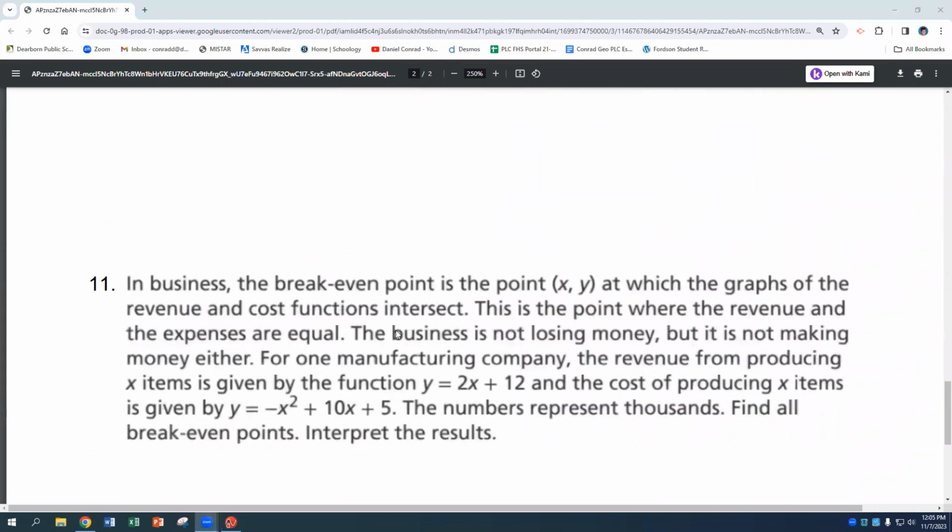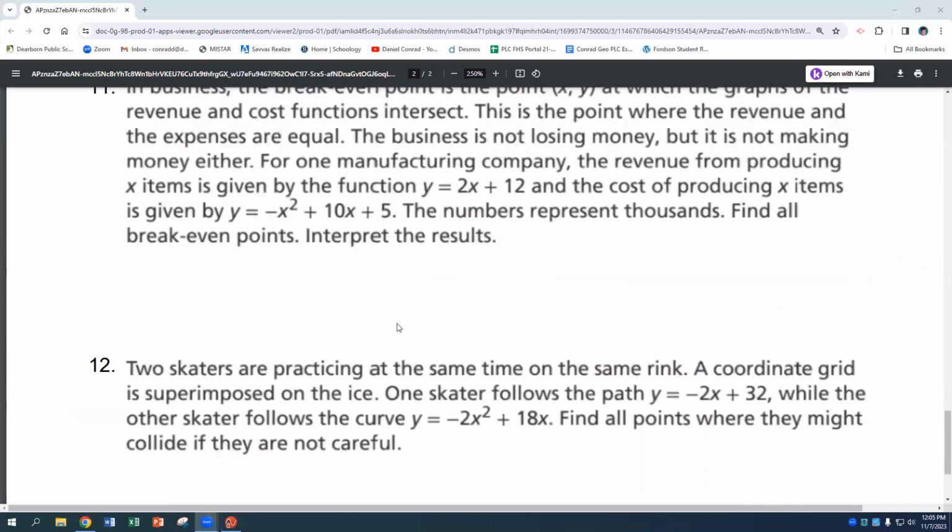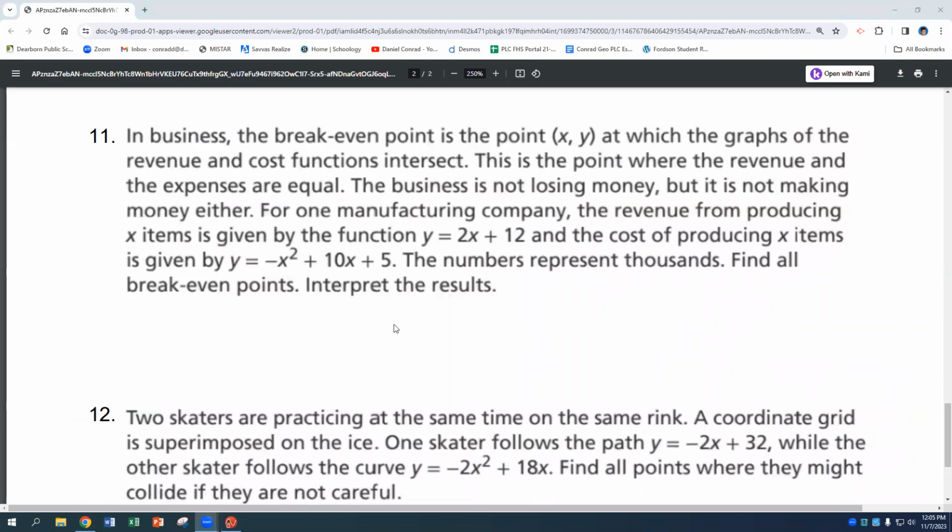Okay, the last two here, interpret the results. So in business, the break-even point is (x, y), at which the graphs of the revenue and cost functions intersect. This is the point where the revenue and the expenses are equal. The business is not losing money, but it's not making money either. For one manufacturing company, the revenue from producing x items is given by the function y equals 2x plus 12, and the cost by y equals negative x squared plus 10x plus 5, in the thousands. Find all the break-even points. So we're basically finding where they intersect.